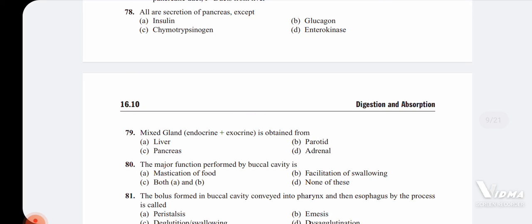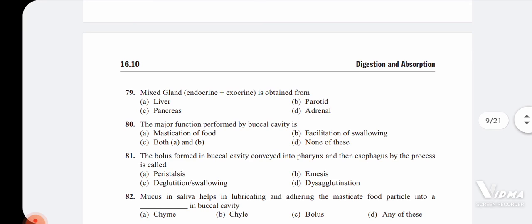79th question, mixed gland, because of both the secretion of the pancreatic juice and the secretion of the hormones. Because of that, it is called the compound gland. So mixed gland, exocrine and endocrine, is being obtained from the digestive gland, that is called pancreas.